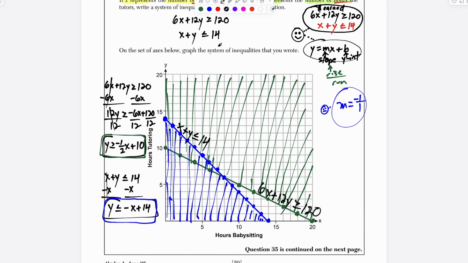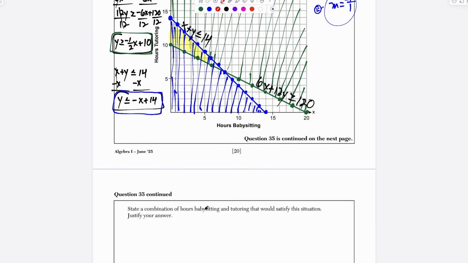But another thing I want to point out here is that these two inequalities overlap in this space over here. So I'm just going to highlight this space. This is where the blue and the green meet, because when we have to identify a solution for the last part, this is the space we want to look at. And now for the last part, we have to state a combination of hours babysitting and tutoring that would satisfy this situation, and we have to justify our answer.